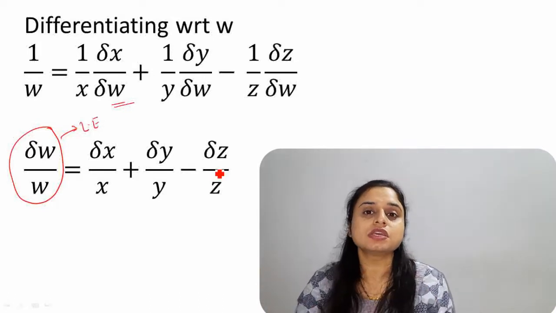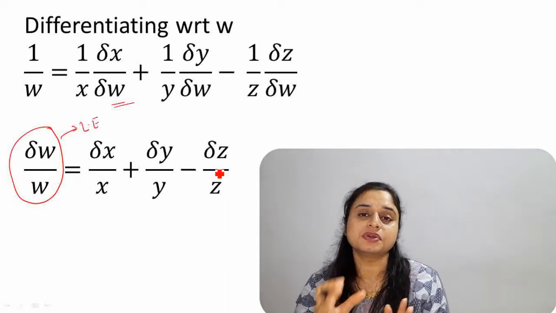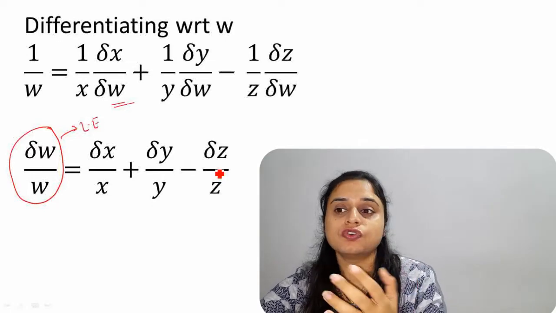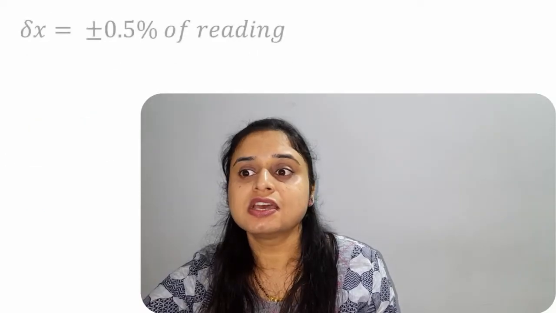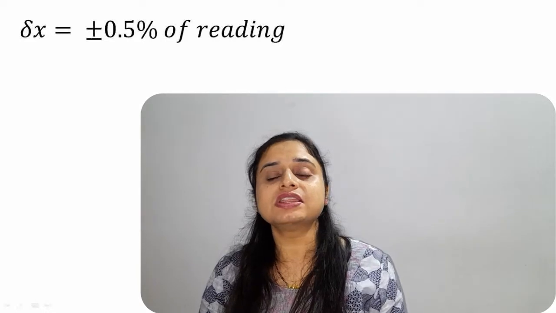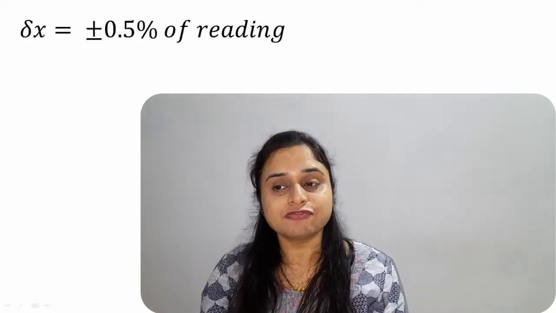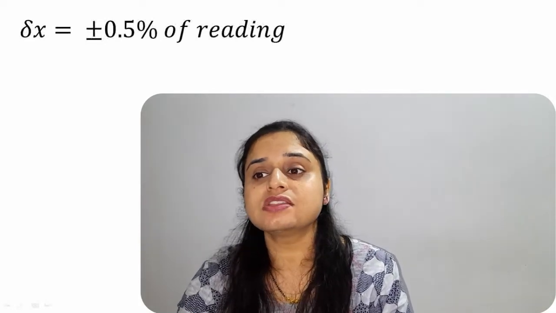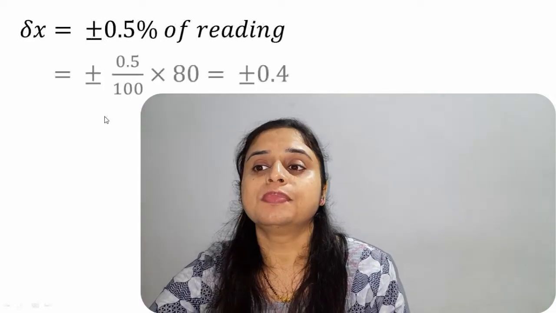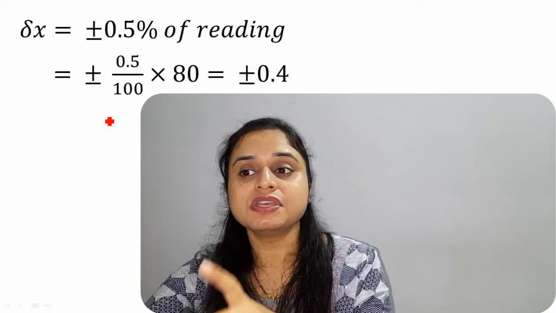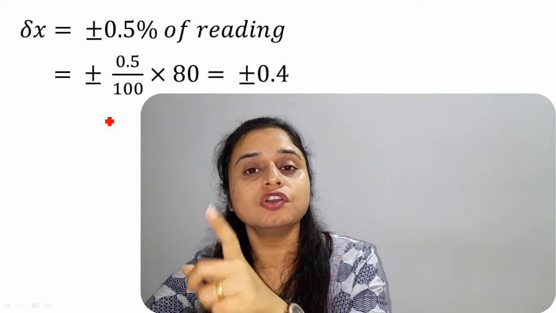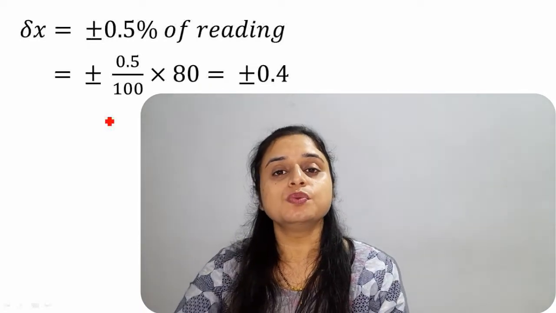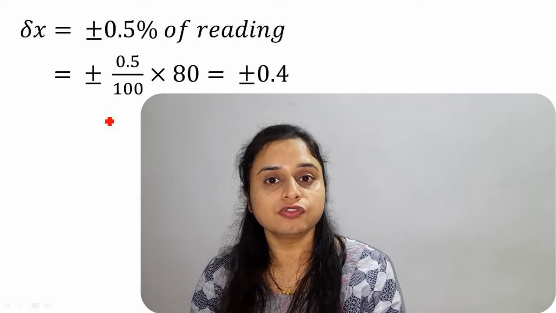For that, accuracy is given. Accuracy is equal to the percentage error. Error is denoted by delta, so for x it is denoted by delta x. For delta x, accuracy is given as plus minus 0.5% of reading. So substitute the values here. Plus minus 0.5% means 0.5 divided by 100 of the reading. The reading for x is 80. Substituting the values, you will get plus minus 0.4.